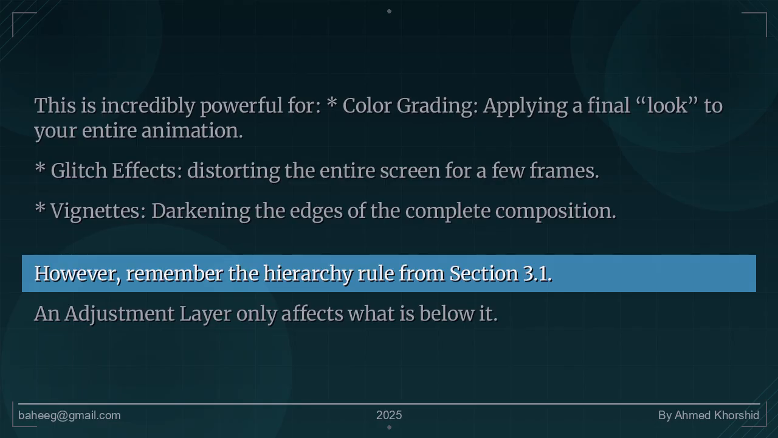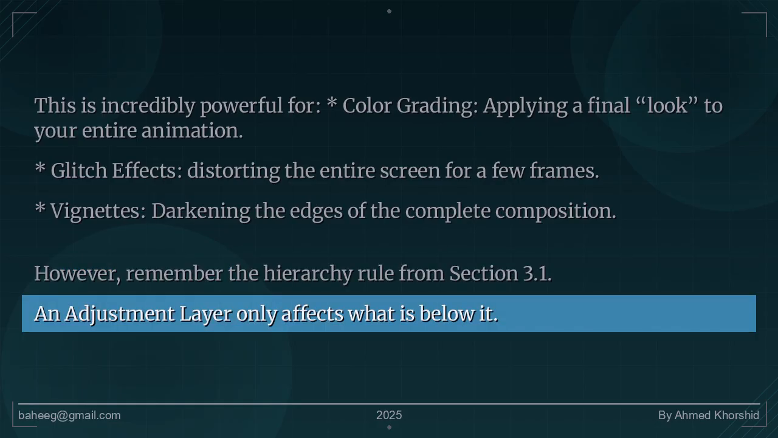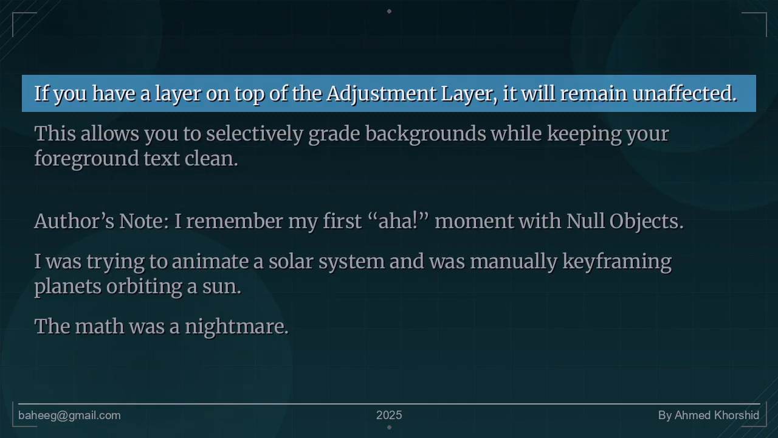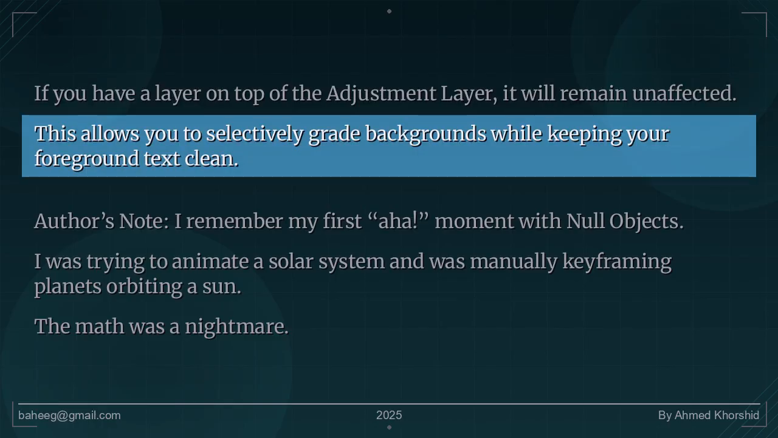However, remember the hierarchy rule from section 3.1. An adjustment layer only affects what is below it. If you have a layer on top of the adjustment layer, it will remain unaffected. This allows you to selectively grade backgrounds while keeping your foreground text clean.